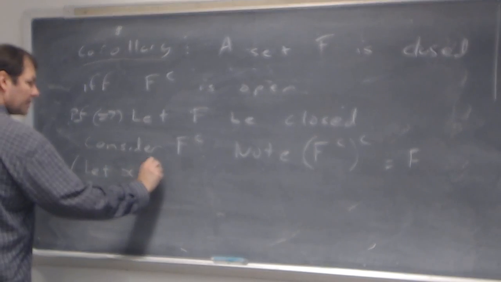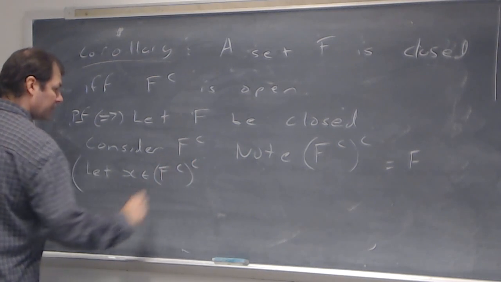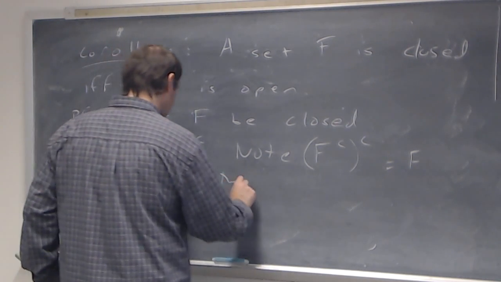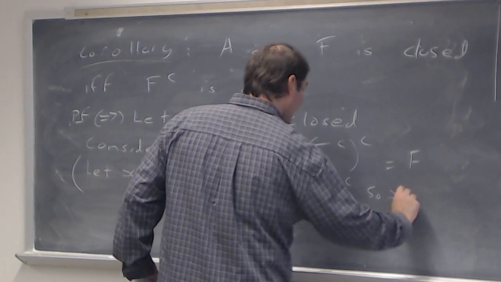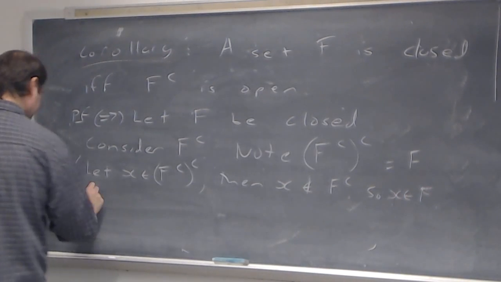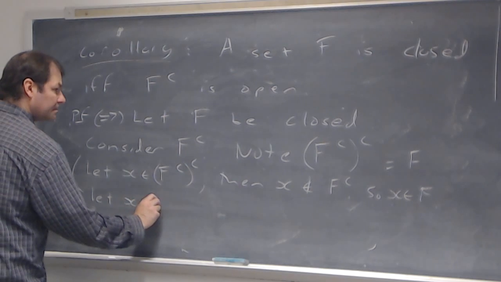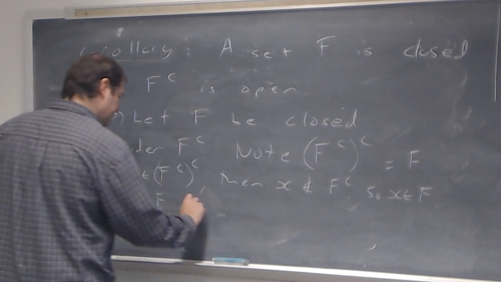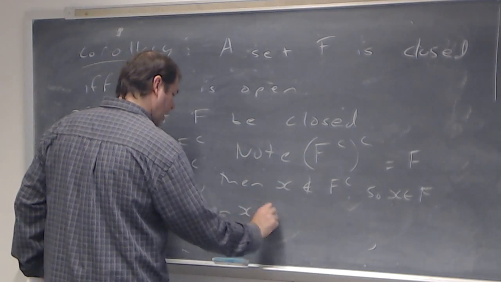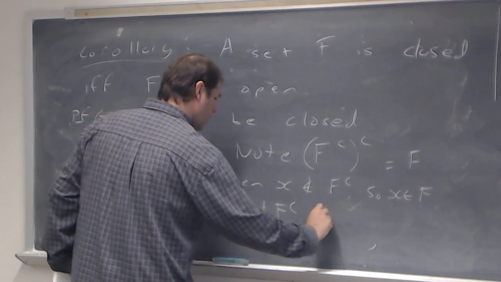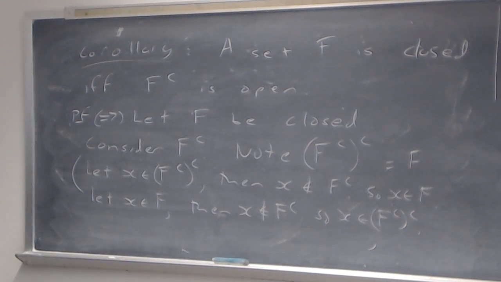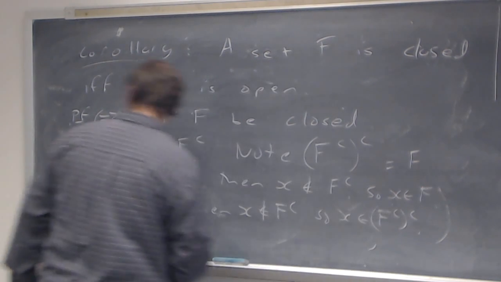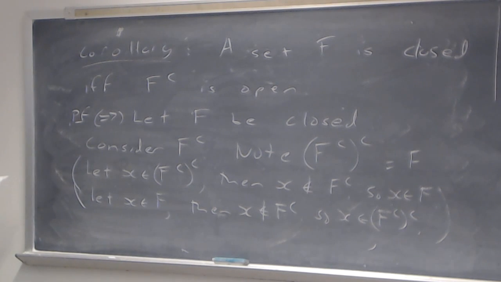If you let x be an element of the complement of F complement, then that means that x is not an element of F complement. So x is an element of F. And if you let x be an element of F, then x is not an element of F complement. So x is an element of F complement's complement. So these two lines show that these two sets are subsets of each other, and that's why this is true. Okay?